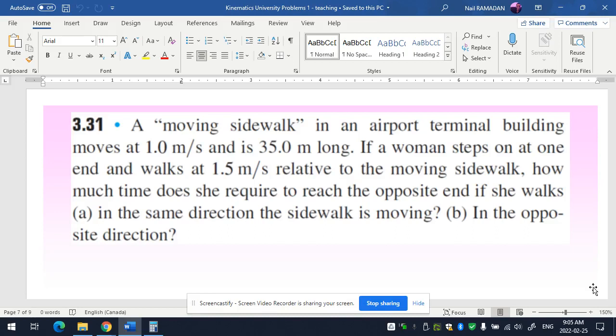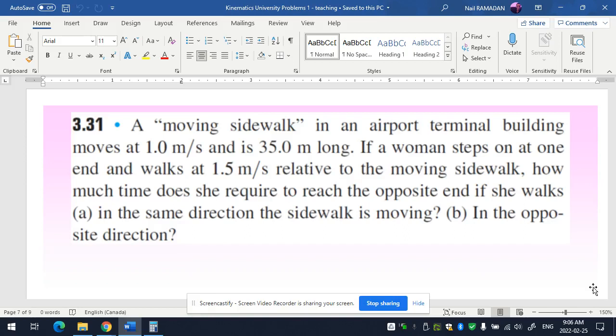If a woman steps on at one end, it's 35 meters long, and walks at 1.5 meters per second relative to the what? Relative to the moving sidewalk, not relative to the person outside. So that means, look, everyone, two people now are on the sidewalk. One not moving, just moving with it, and one who's actually on it and moving on the sidewalk. Okay? All right.